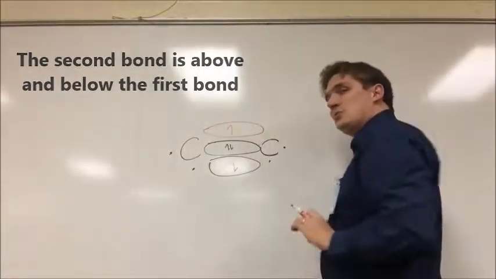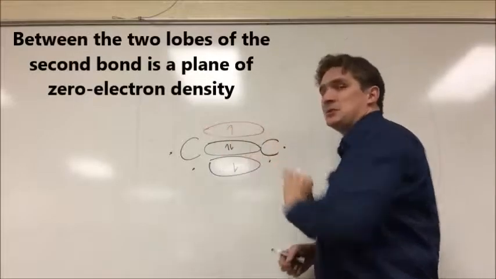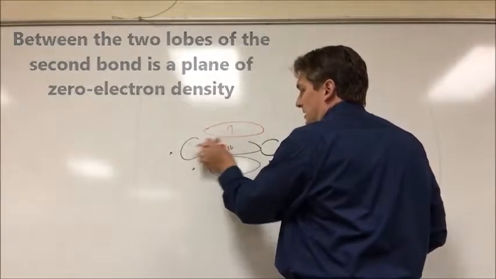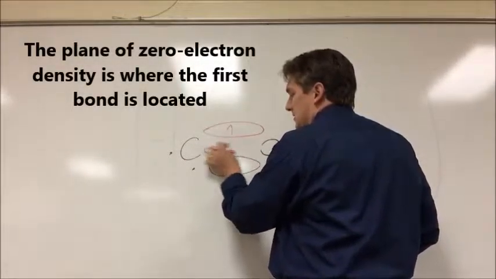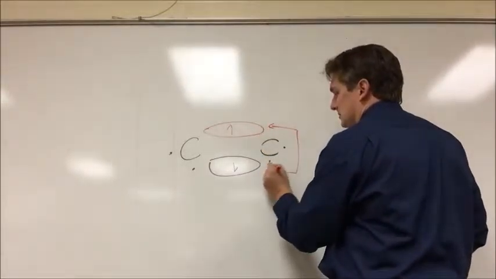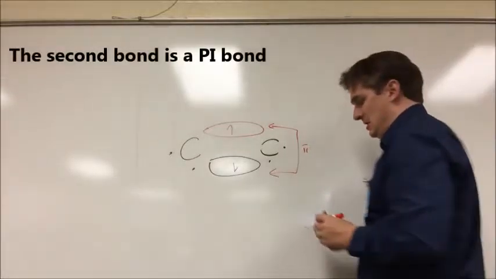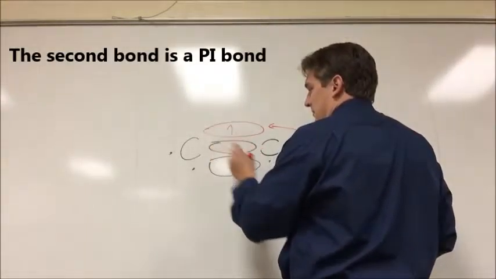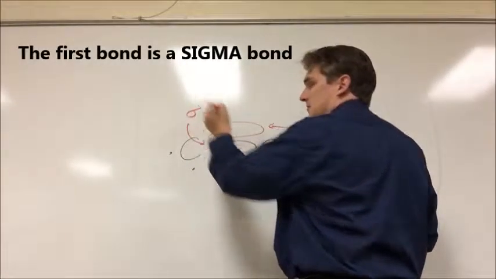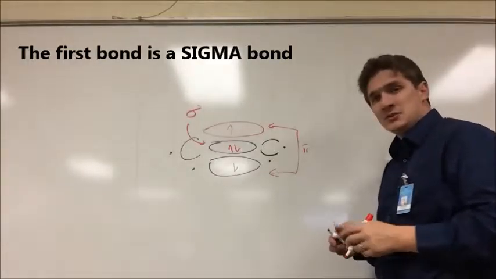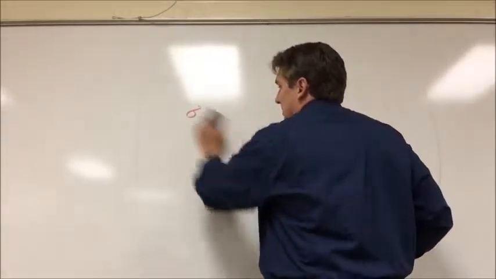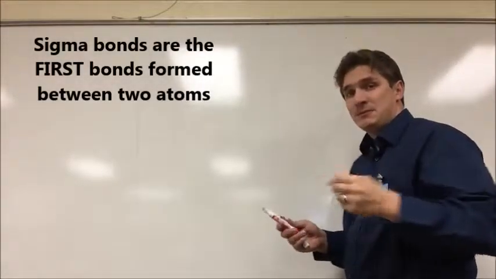Now, between these two lobes, there is a region of 0 electron density. This is due to the fact that we had to make space for the first bond. So if we eliminate the picture of the first bond, what we see is a gap. This is what we're going to call a pi bond. Whereas our initial bonds, which consist of just the 2 electrons to begin with, we're going to call our sigma bond. So what are the big differences between sigma and pi bonds? Well, we always form sigma bonds between different atoms. It's the first bond we ever form.